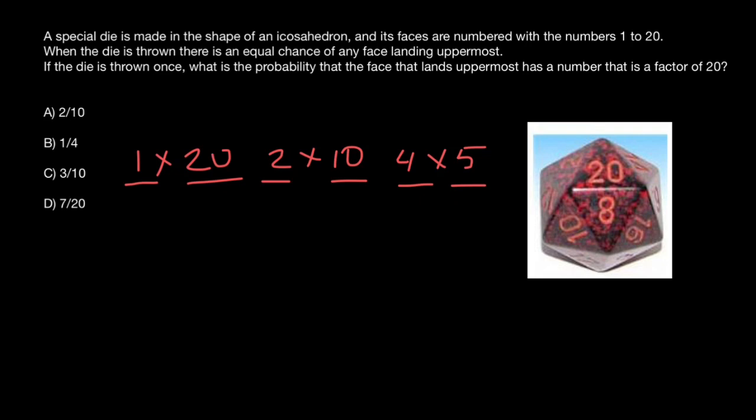So how many do we have? 1, 2, 3, 4, 5, 6 numbers which are factors of 20. So our probability is 6 out of 20, which is the total number of faces. But if you check, we are not going to have such an answer here, so we can reduce both numerator and denominator by 2, and we get 3 over 10. And as you see, this is answer C.